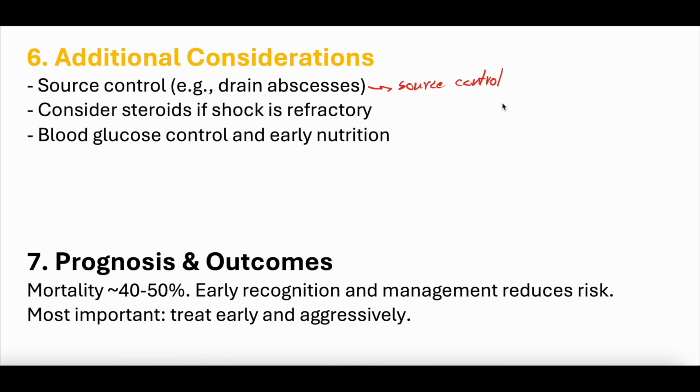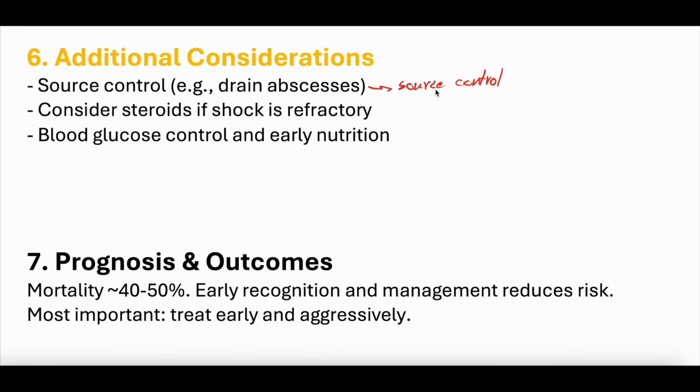If someone has necrotizing fasciitis, they need debridement of that infected fascial plane. Sorry about that. So source control is important. When patients are not getting better, sometimes it's because they have a source that has not been identified. So that's something to think about that you might have to come back to.